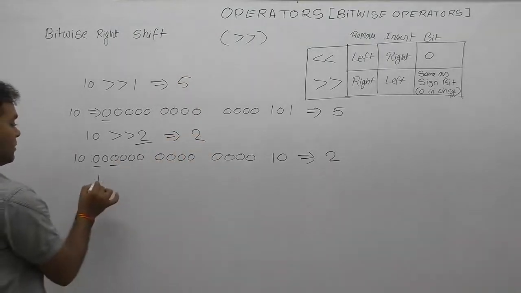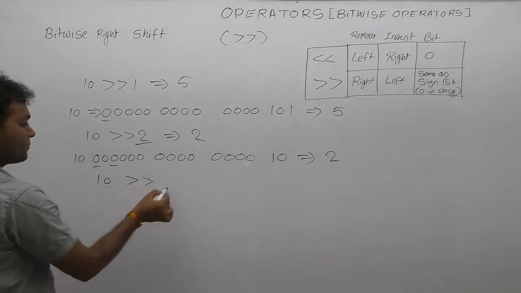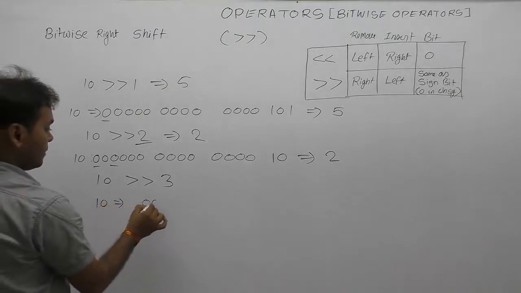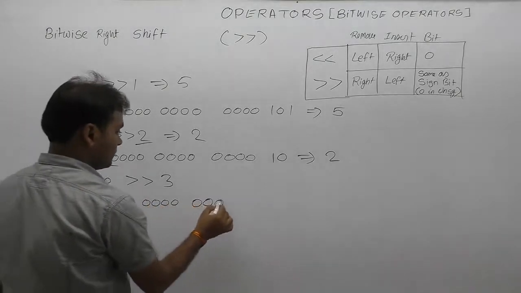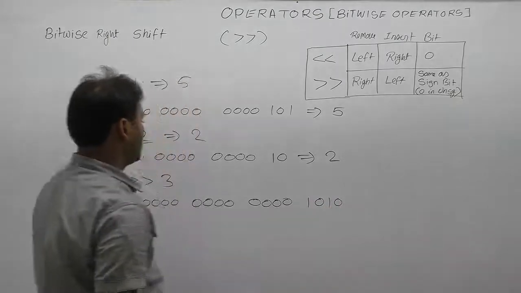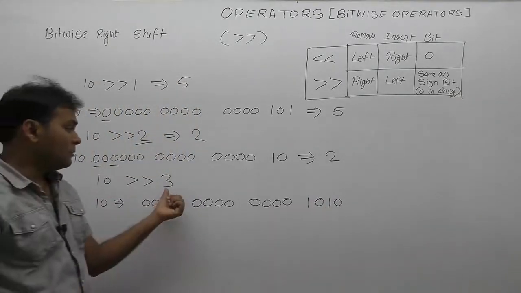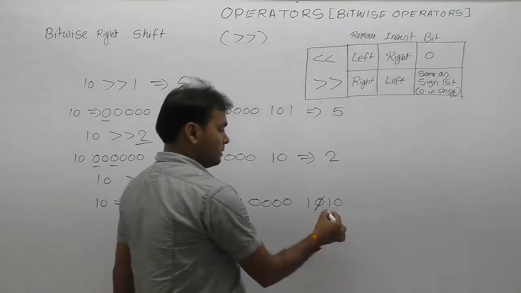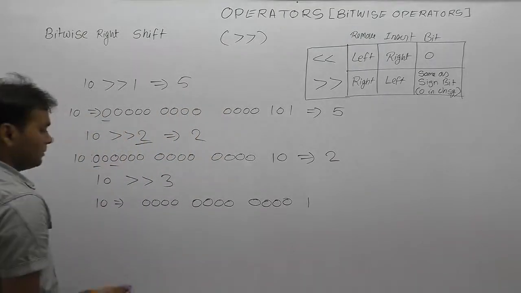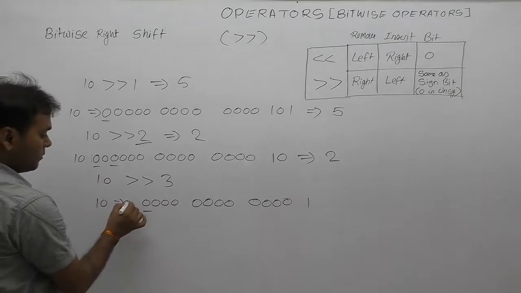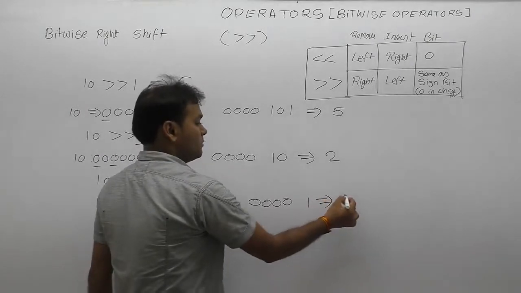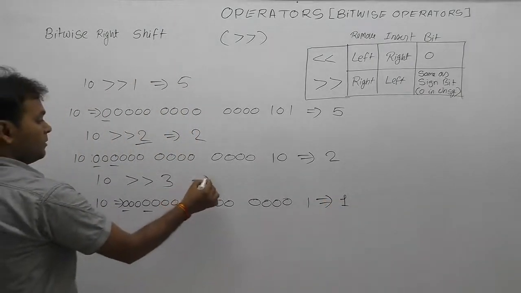Next one, again one more time, 10 right shift by 3. Again writing the binary number of 10: 0 0 0 1 0 1 0. Right shift by 3, so how many bits do we remove? 3 bits. 1, 2, 3. Remove all these 3 bits from the right position. Insert 3 bits. What is the inserted bit? Same as the sign bit, meaning 0, 0, 0. Again the number is positive. What is the decimal value? The decimal value of that number is 1. Therefore the result is also 1.